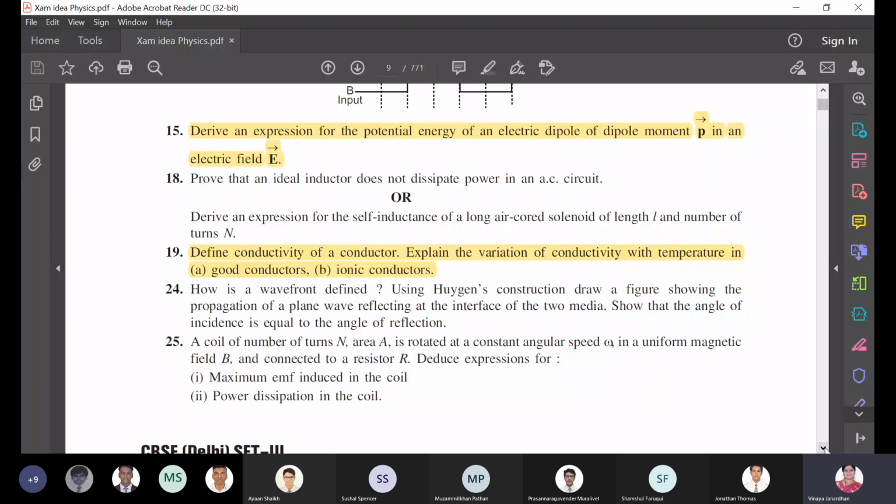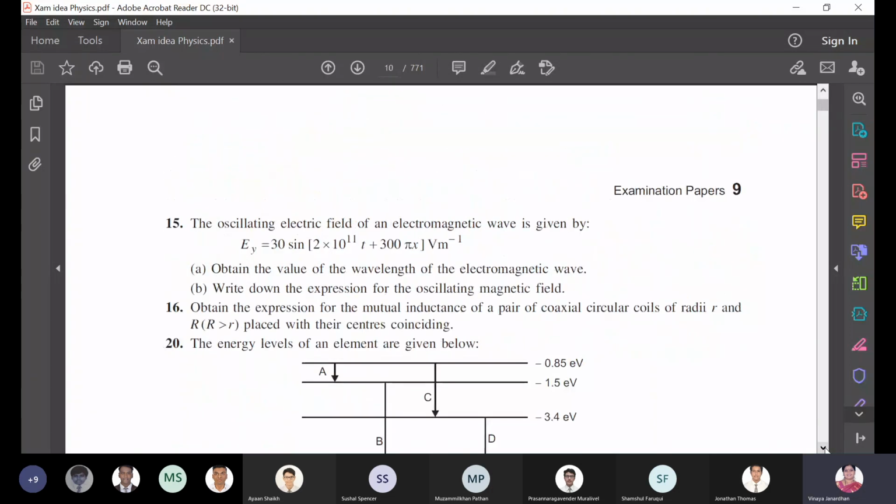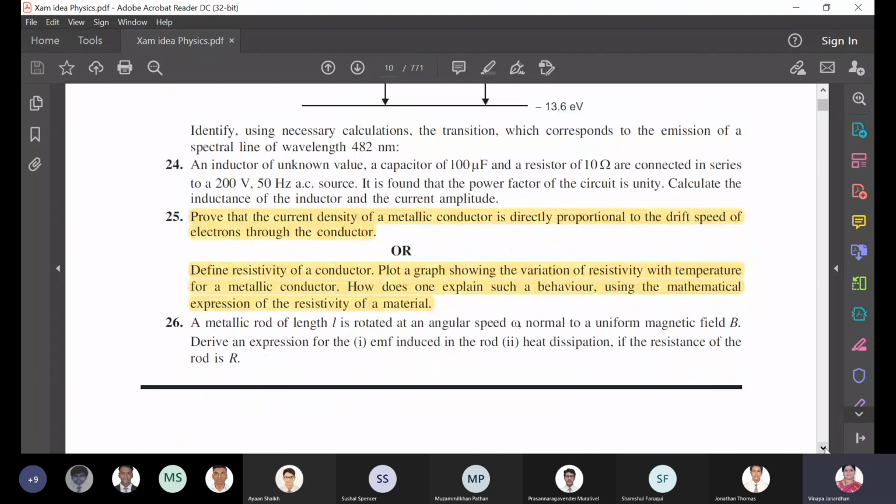Next, define conductivity of a conductor. Explain the variation of conductivity with temperature in good ionic conductors. Okay, this is a 3-mark question. Define resistivity of a conductor. Plot, these graphs are all very important, the variation of resistivity with temperature for a metallic conductor.